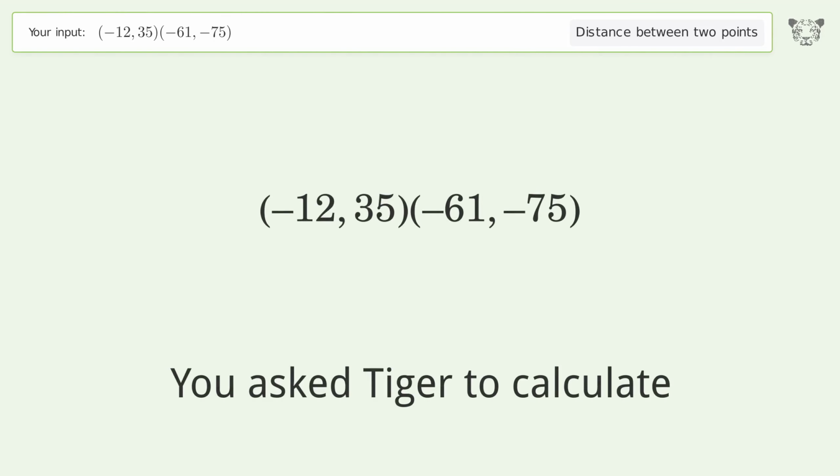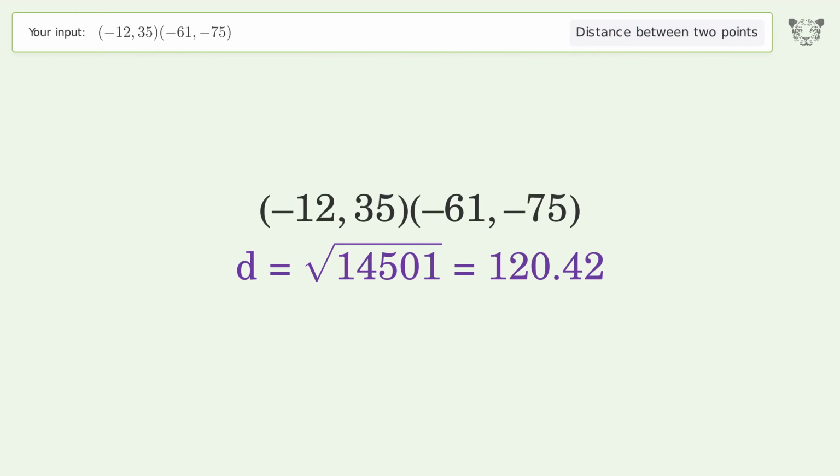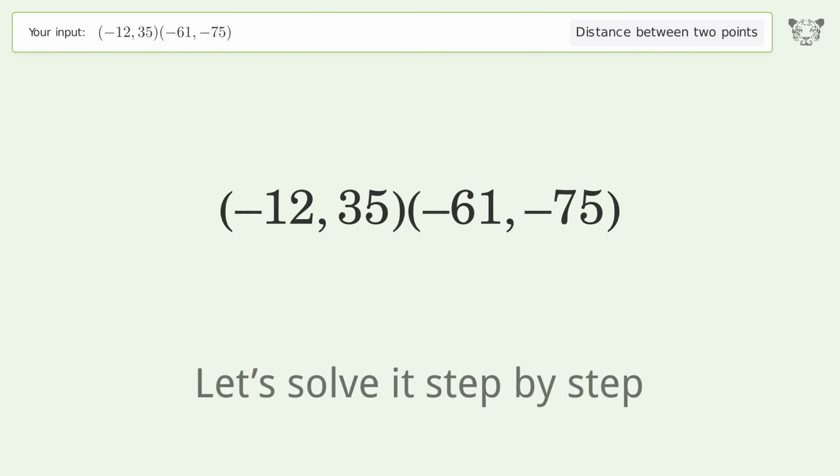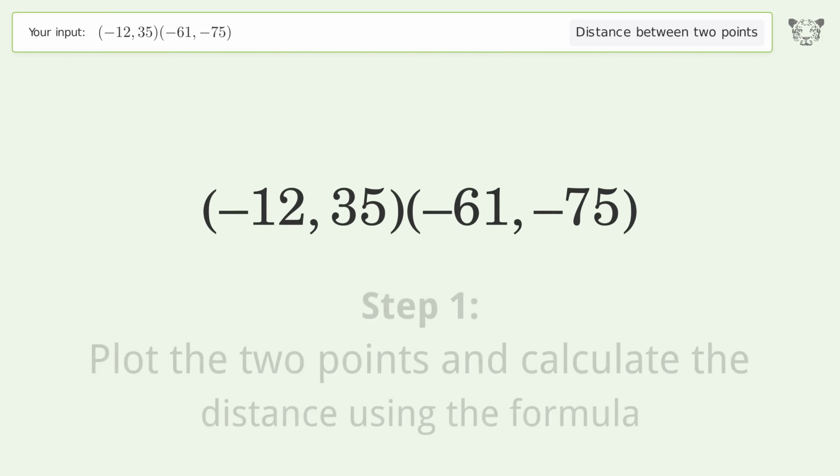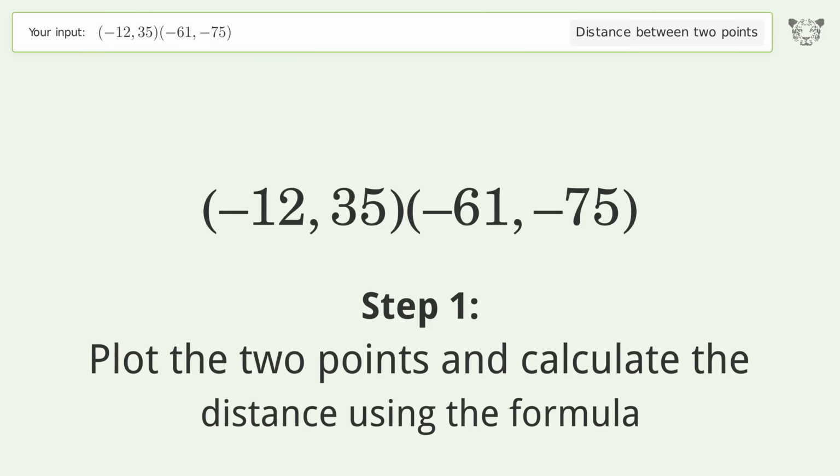You ask Tiger to calculate. This deals with the distance between 2 points. The distance between the 2 points is the square root of 14,501, or 120.42. Let's solve it step by step. Plot the 2 points and calculate the distance using the formula.